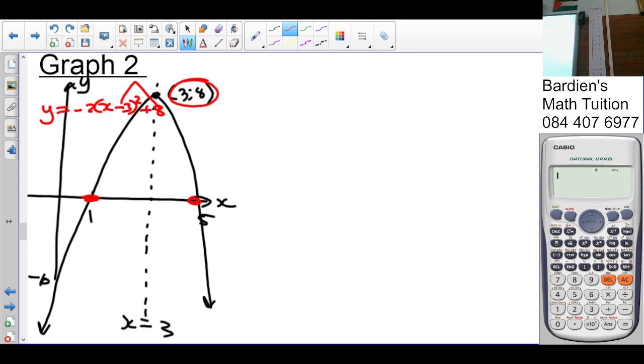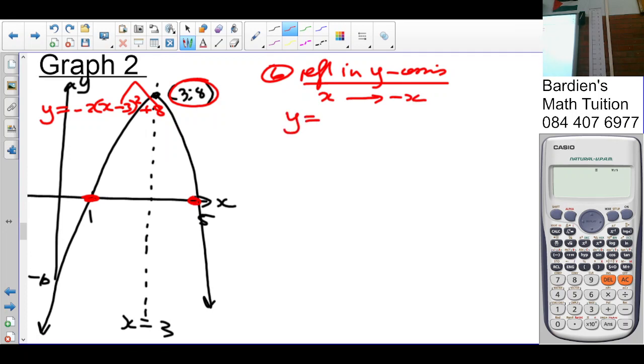Let's look at number 6. What's the question number 6? Reflection? Yes. Okay, so reflection in y-axis. What happens? X becomes negative. Not so? So if I go with this equation on the board, we say y is equal to minus 2 into negative x minus 3 squared plus 8.